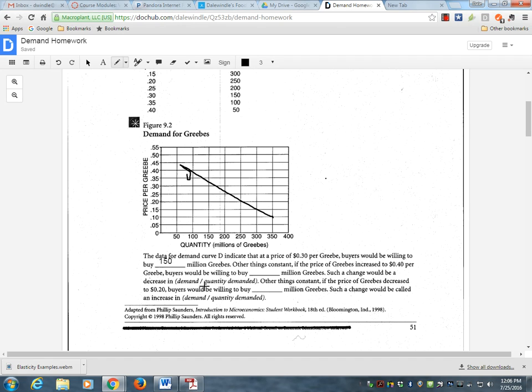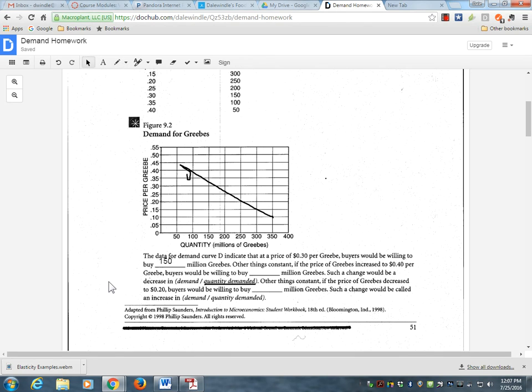And then such a change in price would be a decrease in demand or quantity demanded. It wants you to underline the correct answer. And the correct answer is quantity demanded. Why? Because all that changed was price. I mean, we're just moving up and down this curve here. There's no new curve, no new schedule. That would mean demand had changed. We're just working on quantity demanded here.